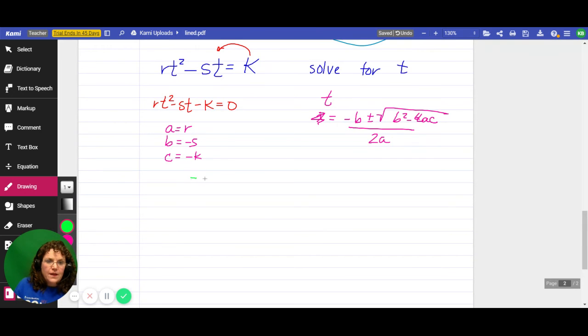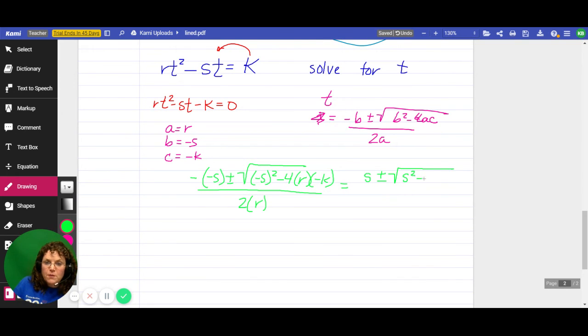So negative negative s plus or minus the square root of negative s squared minus 4 times r times negative k, all over 2 times r. And now we're just simplifying, so the negative becomes a positive s plus or minus the square root of negative s squared is just going to be s squared, minus r times negative k is going to be plus 4rk, all over 2r. Now that's a perfectly fine answer.